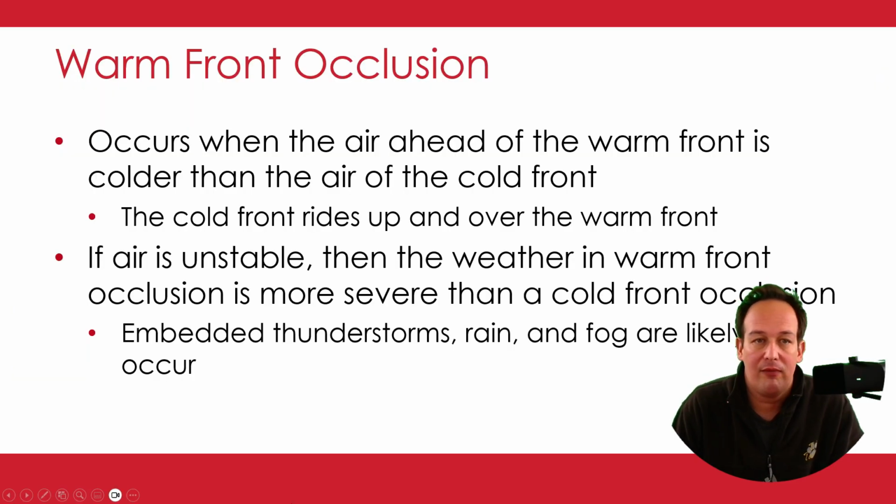Then we have the warm front occlusion. The warm front occlusion occurs when the air ahead of the warm front is the coldest, and it's colder than the air of the cold front. And so then what happens is the cold front rides up and over the warm front. If that air is unstable, then the weather in the warm front occlusion is more severe than a cold front occlusion. This is where we can get embedded thunderstorms, and rain and fog are likely to occur.